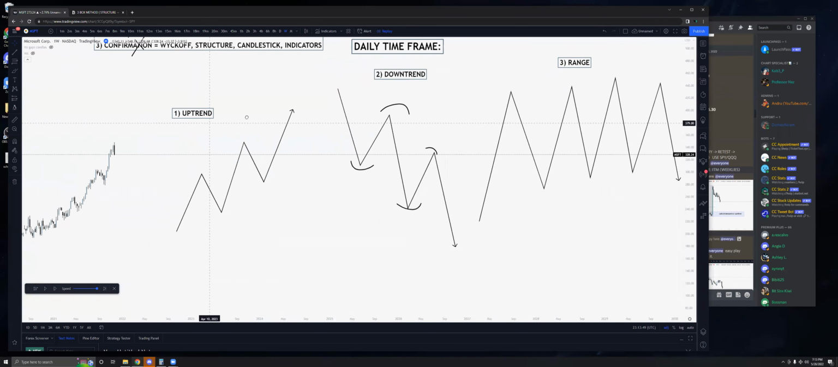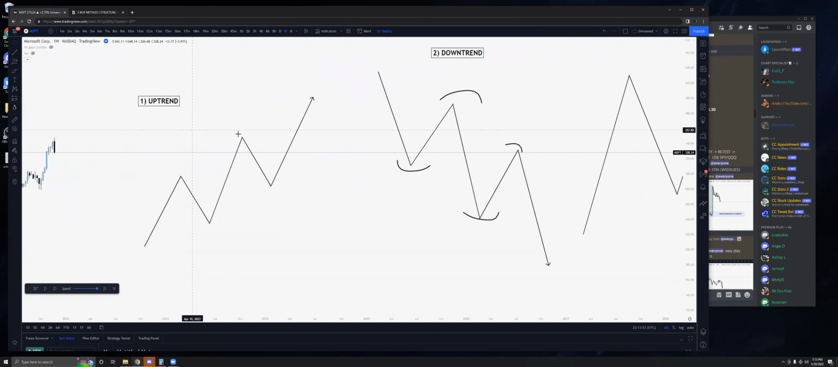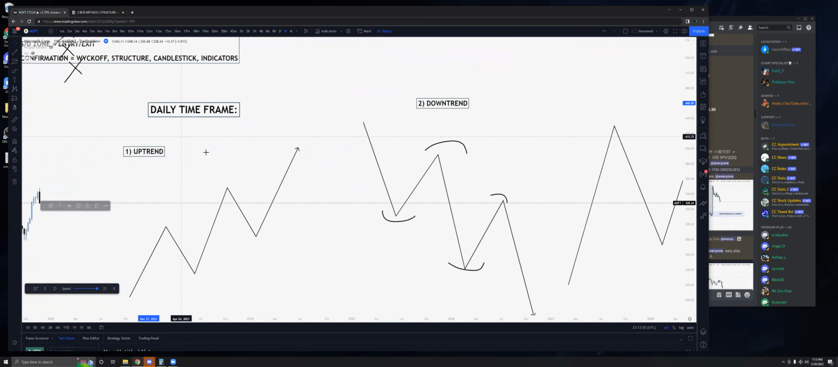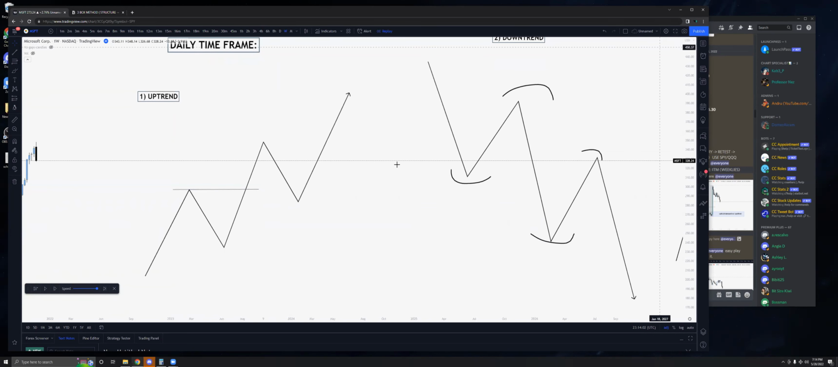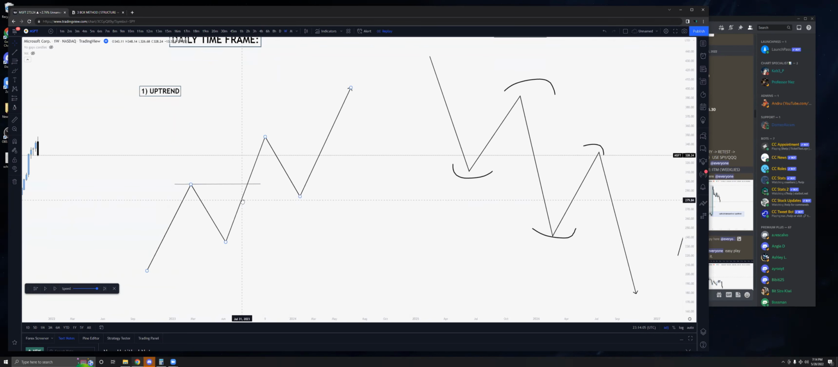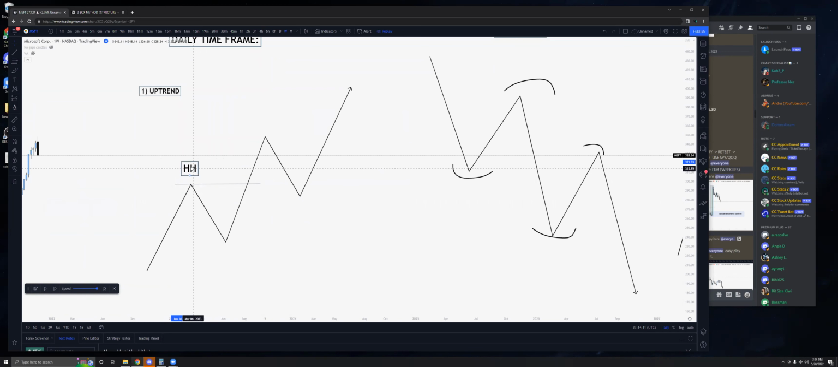So let's just go into number one. Again, we're only talking about the daily time frame. You see this uptrend. On this uptrend, what does it have to do? Break this high. Think of how many days it has to run up to break that structure. So this is the higher high here.